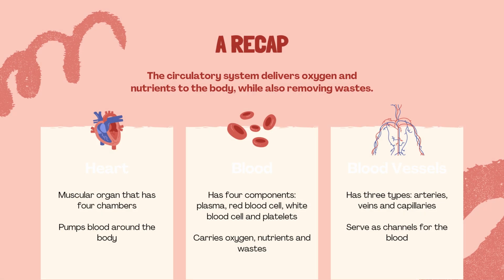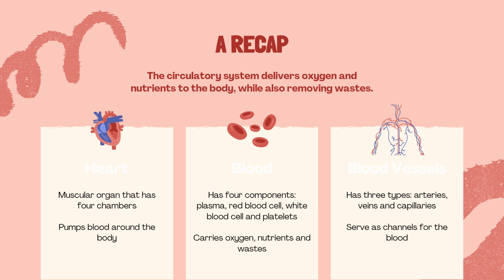Now what we have learned here is just a recap. The circulatory system delivers oxygen and nutrients to the body while also removing waste. First we saw the heart. It is a muscular organ that has 4 chambers, and it pumps blood around the body all the time. Second, we saw the blood. It has 4 components: plasma, red blood cells, white blood cells, and platelets, which carry oxygen, nutrients, and waste.